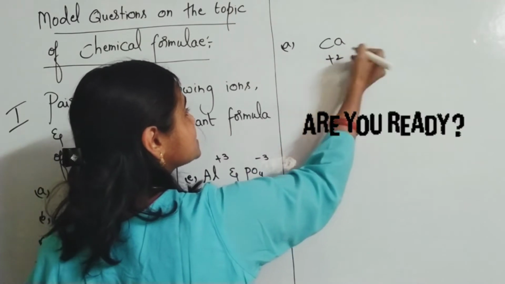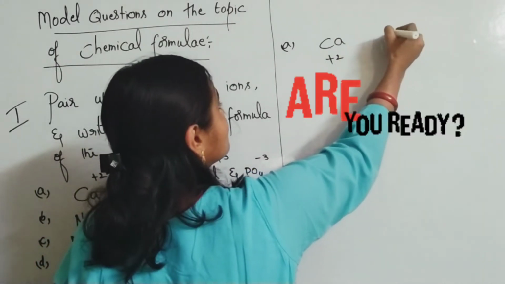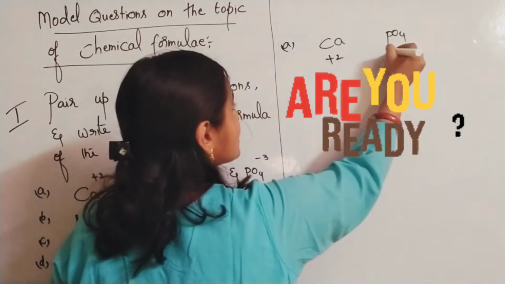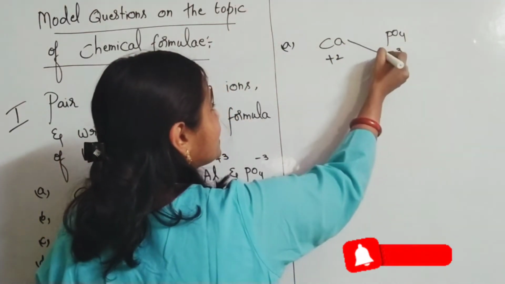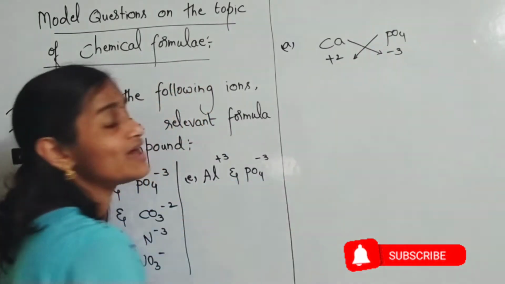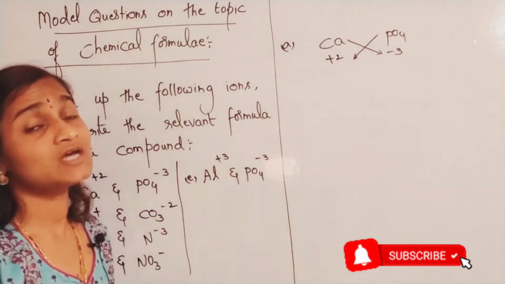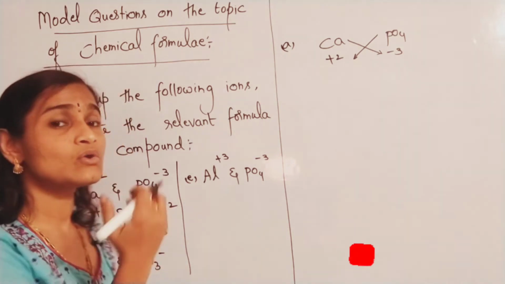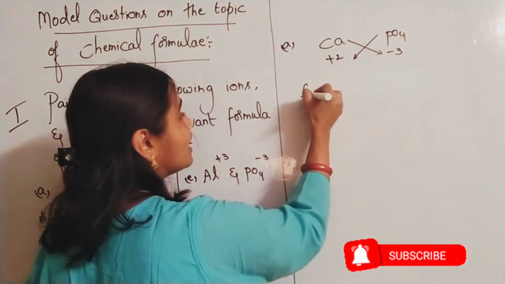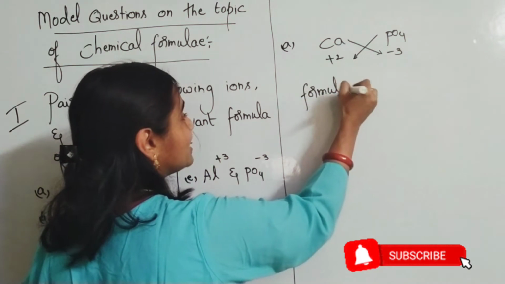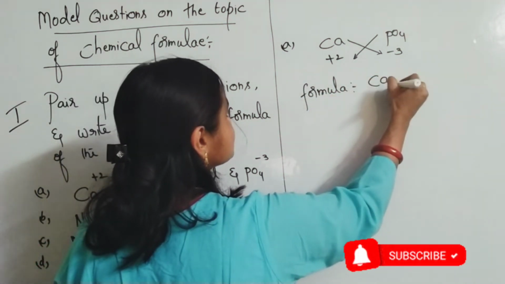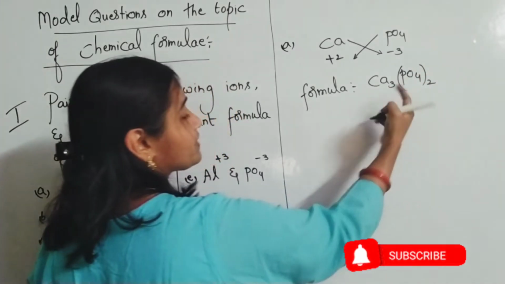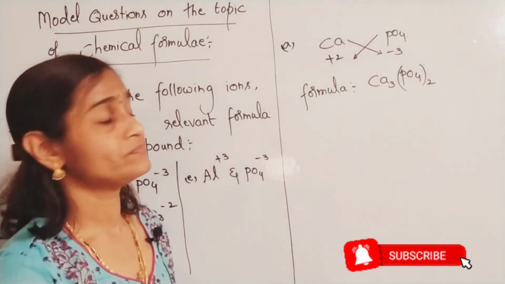The Ca charge is plus 2, and for phosphate ion, PO4, the charge is given as minus 3. What did I ask you to do? Just cross over the valencies, cross over the charges. Charges are given; cross them over and you will get the relevant formula. So the formula is Ca3(PO4)2.